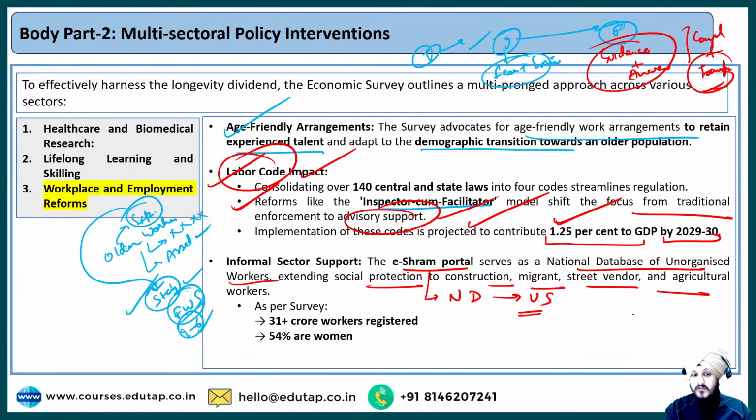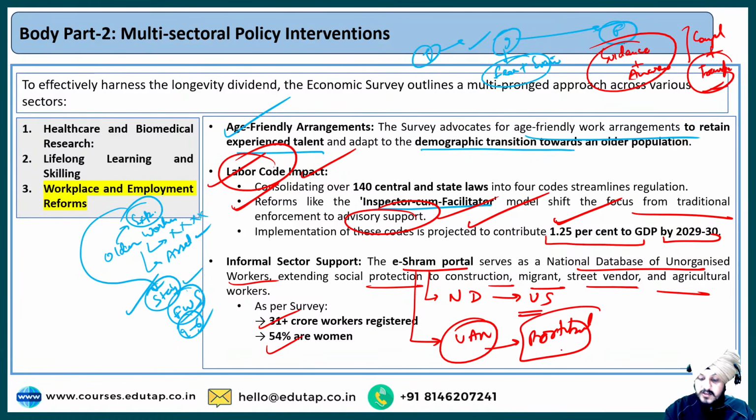And the survey gives this data that more than 31 crore workers are registered, and out of these 54% are women, right? So this is, I would say, a very productive eShram portal, which basically provides the UAN number also, and as a part of the UAN it provides portability, right? It provides this portability feature which simplifies the job transition as a part of the informal sector. So that is the advantage of that.